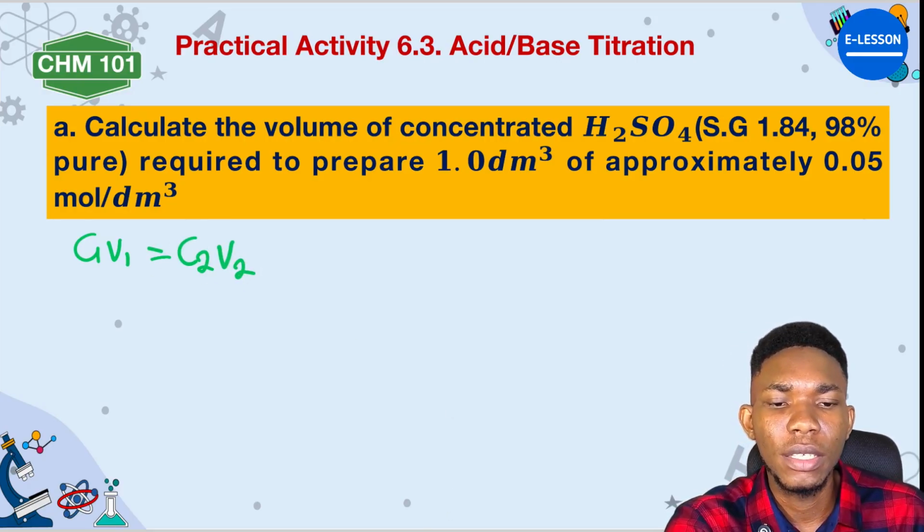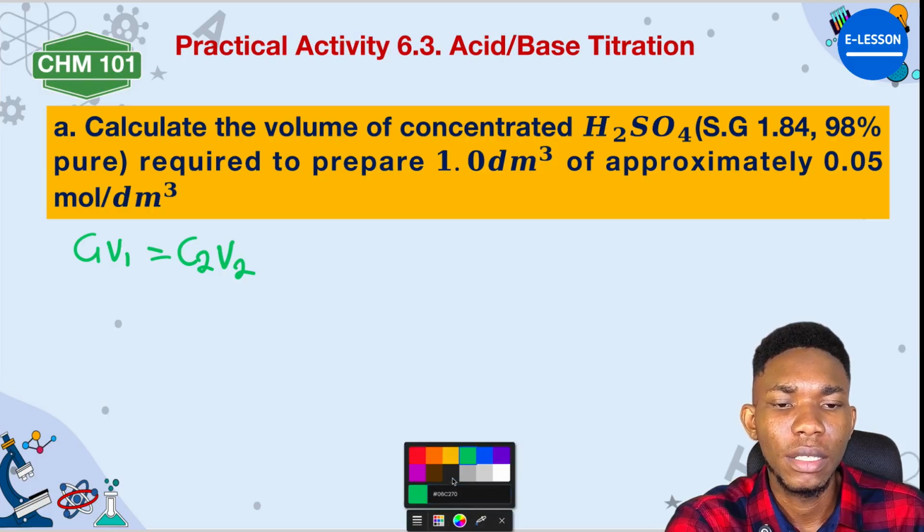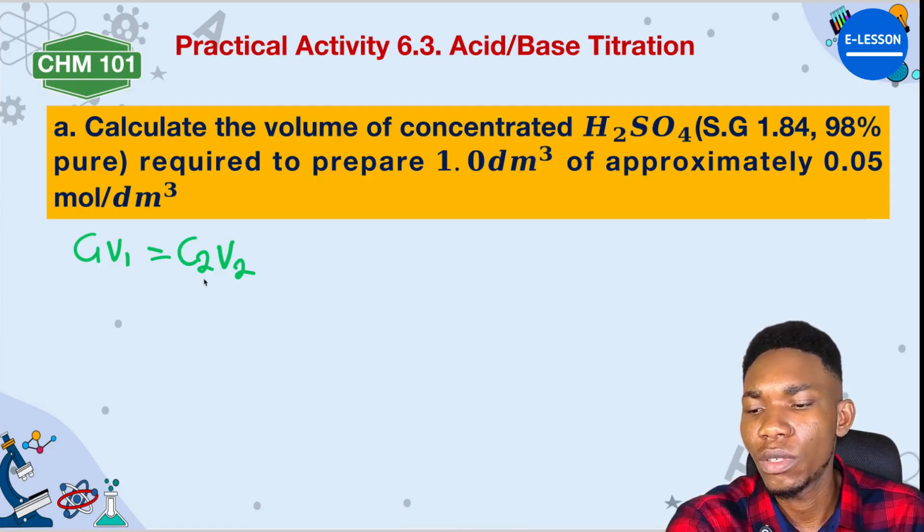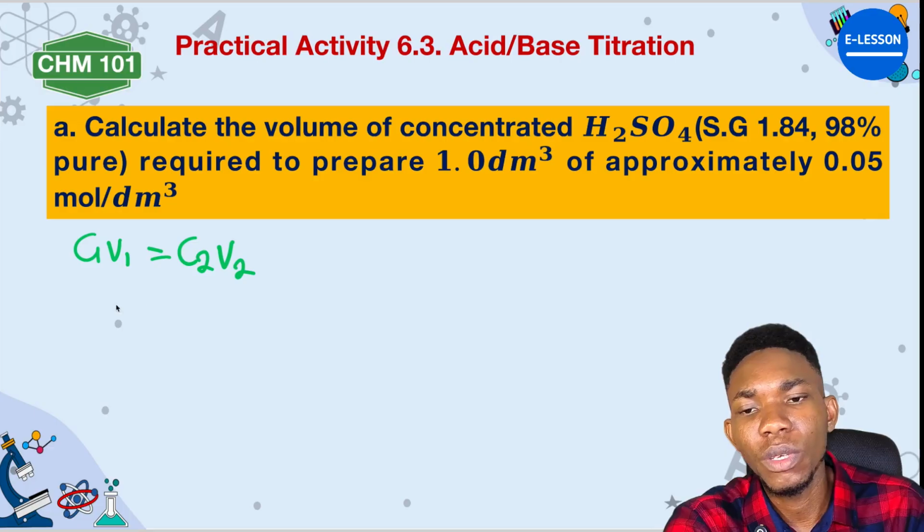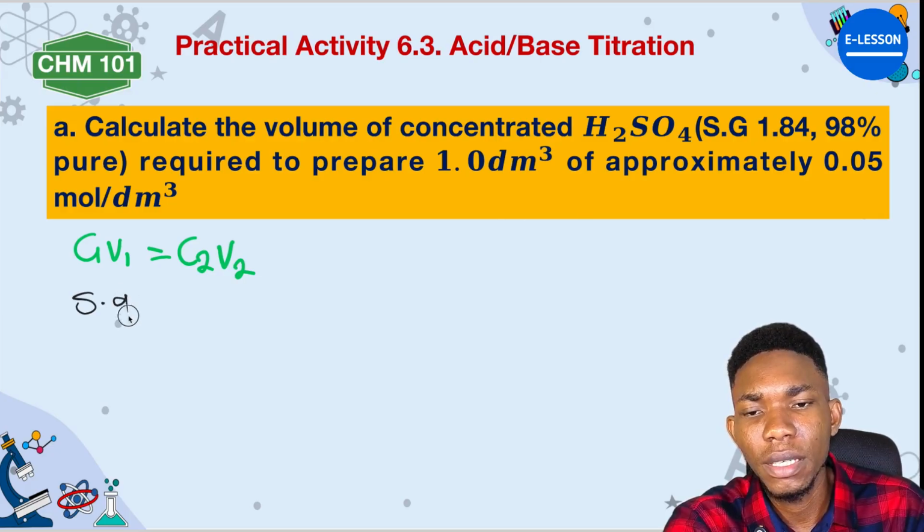C2V2. Can you still remember that formula? Exactly. So that one now is what we are going to use in this case. C1V1 is equal to C2V2. However, the specific gravity was given. This Hg means specific gravity. So you can say specific gravity, Hg, is equal to 1.84.